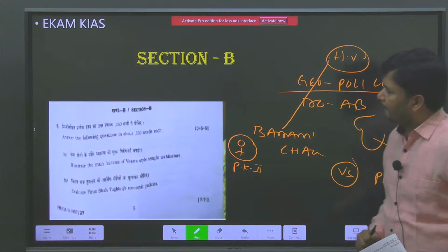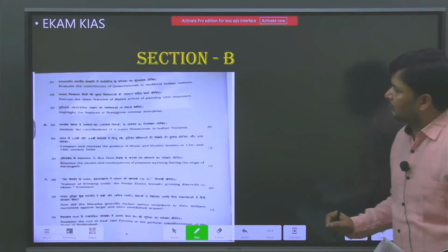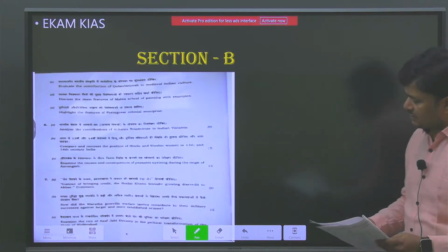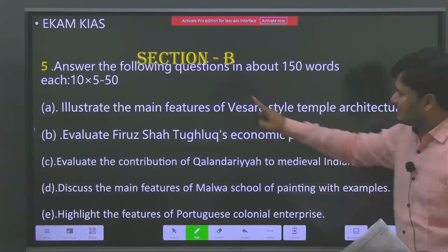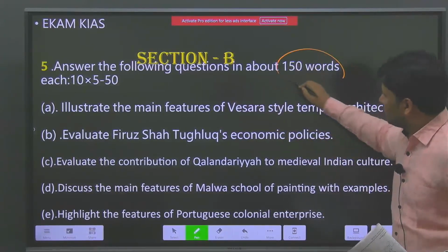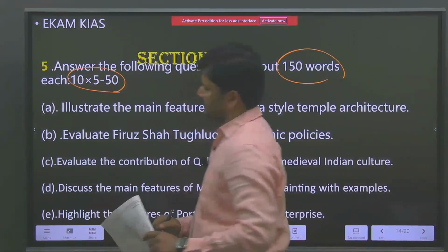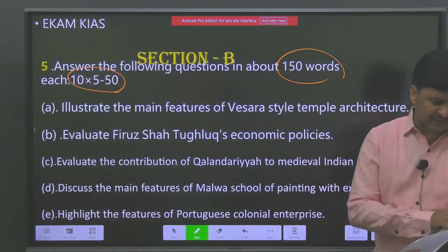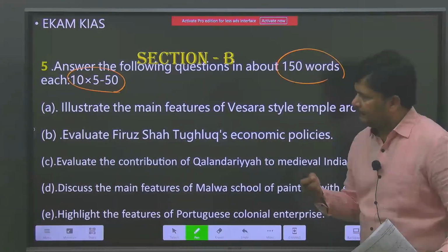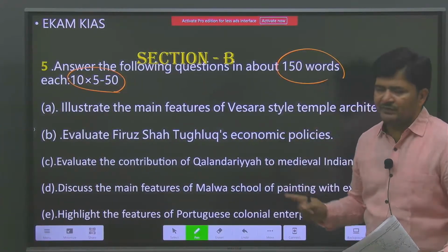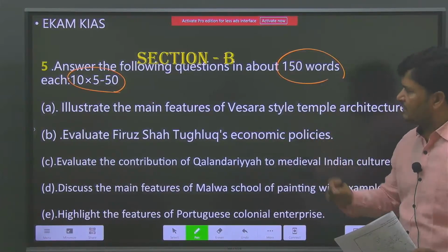Now come to Section B, fifth question. Answer the following questions in about 150 words each, and each question carries 10 marks. In the fifth question, we have five sub-questions, and we don't have any kind of option here. We have to write all the questions, and each question carries 10 marks.